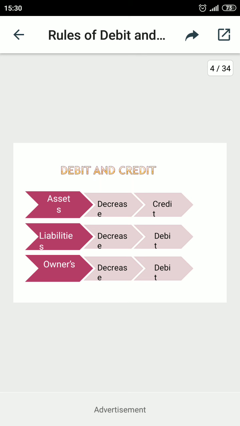When assets increase, they are placed on the debit side. When they decrease, they are placed on the credit side. When liabilities increase, they are placed on the credit side, and when they decrease, they are placed on the debit side. When owners' capital is increased, it will be placed on the credit side. When it decreases, it will be placed on the debit side.